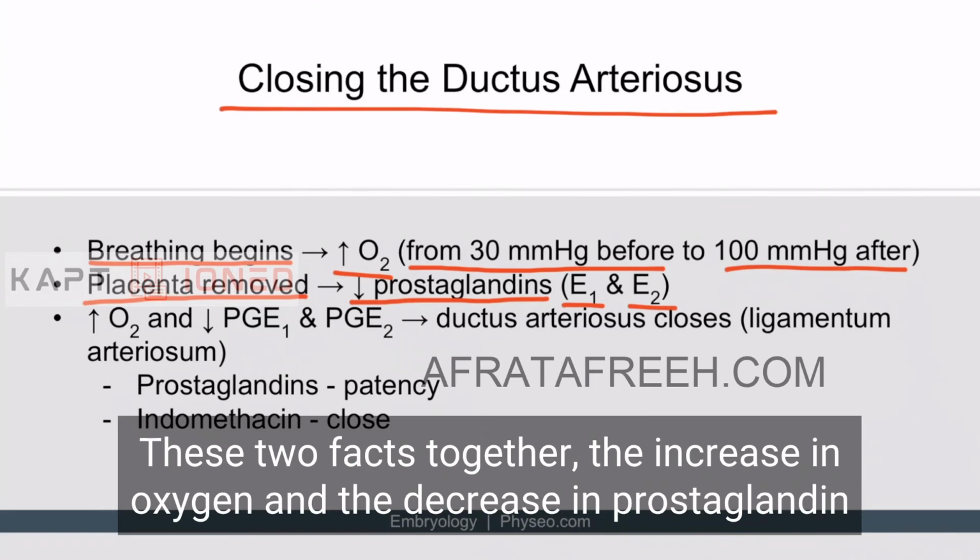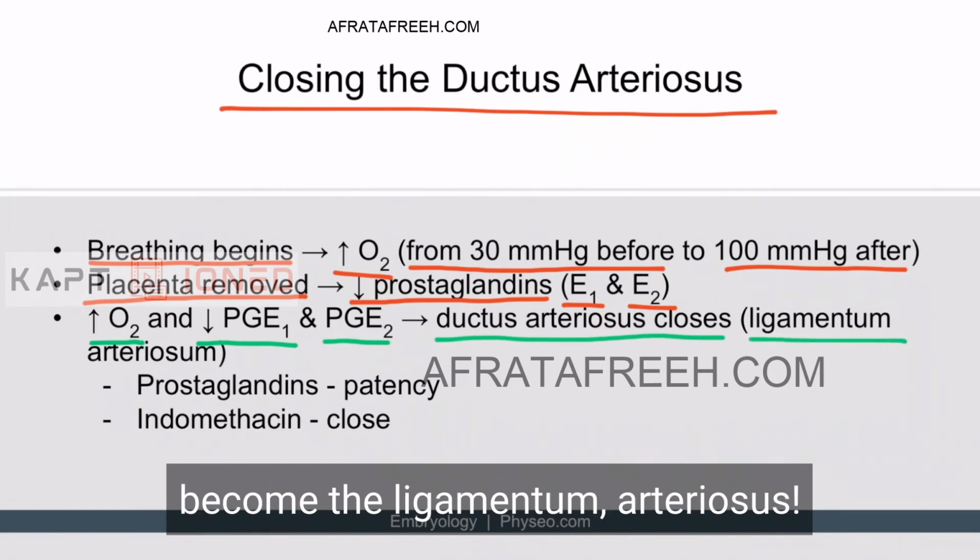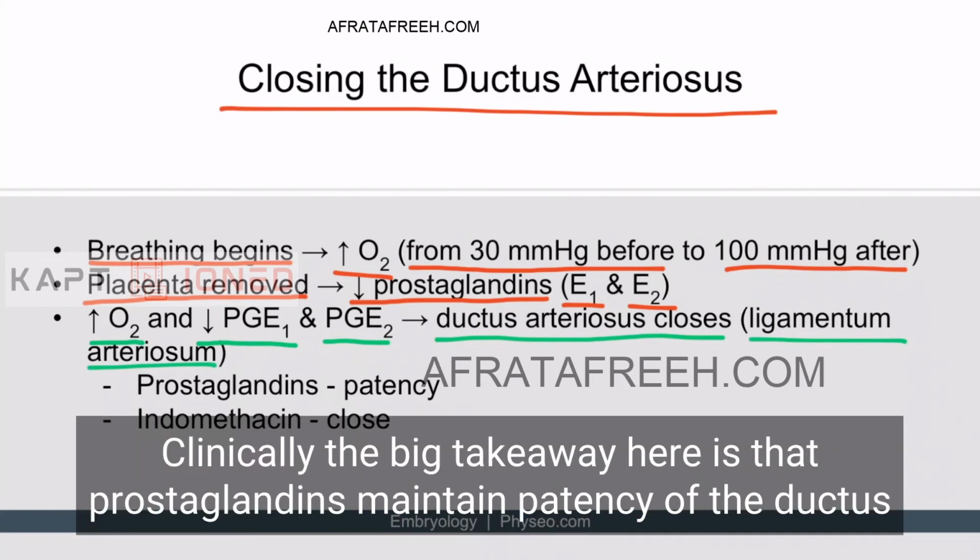These two facts together, the increase in oxygen and the decrease in prostaglandin E1 and prostaglandin E2, will cause the ductus arteriosus to close, and so it will become the ligamentum arteriosum. So what does this mean clinically? The big takeaway here is that prostaglandins maintain patency of the ductus arteriosus.